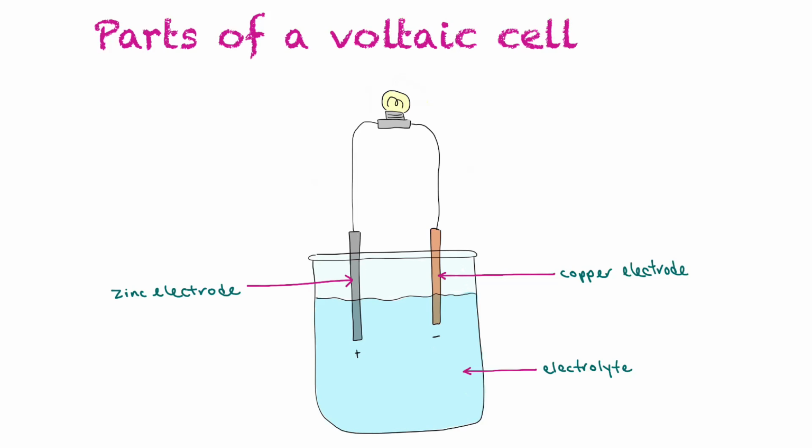In this voltaic cell, in this simple cell, we have a zinc electrode, which will end up becoming positively charged, and then we have a copper electrode, which will end up gaining a negative charge. And then we have our electrolyte, like I mentioned, and in this example I've thrown a light bulb into the circuit to show that the electricity can flow through and light up the light bulb.